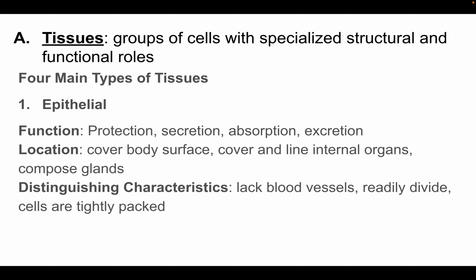Epithelial is the first one we're going to cover, and its main job is protection, okay? Secretion, absorption, as well as some excretion, but protection. Usually, epithelial cells cover a body surface, they line all of your internal organs. They do make up glands, and you'll see that in some of the slides here with the goblet cells. But the distinguishing characteristic with epithelial is that you don't really see blood vessels. They are constantly being shed, so they are readily dividing to replace those cells that get lost through abrasion. And these cells are tightly packed to produce that layer.